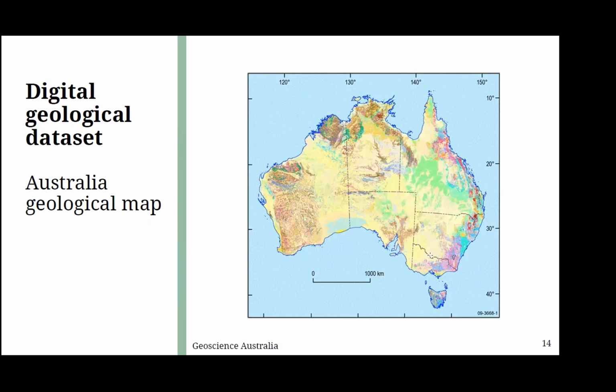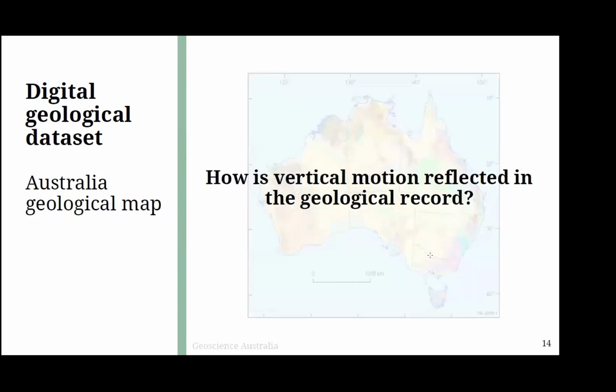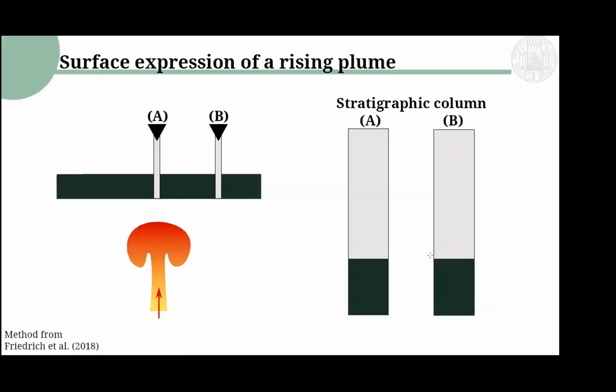So the only question that we need to solve is, how is vertical motion reflected in the geological record? Well, as I told you before, mantle convection affects the surface of the Earth, and this also affects how sedimentation occurs around the Earth. Obviously, the real process is much more complicated, but what I present here is a conceptual model based on what Friedrich et al. published a few years back.